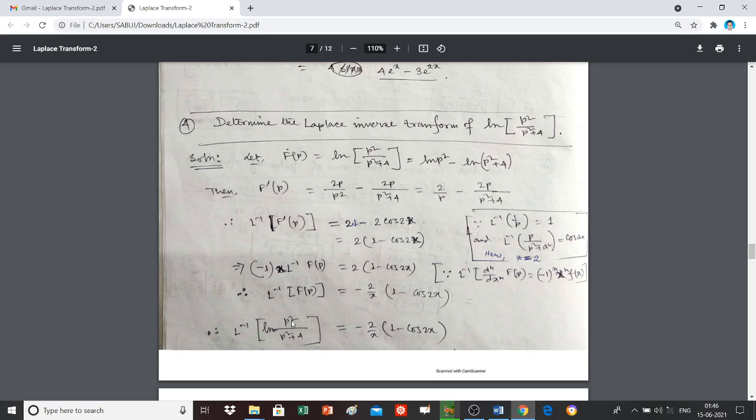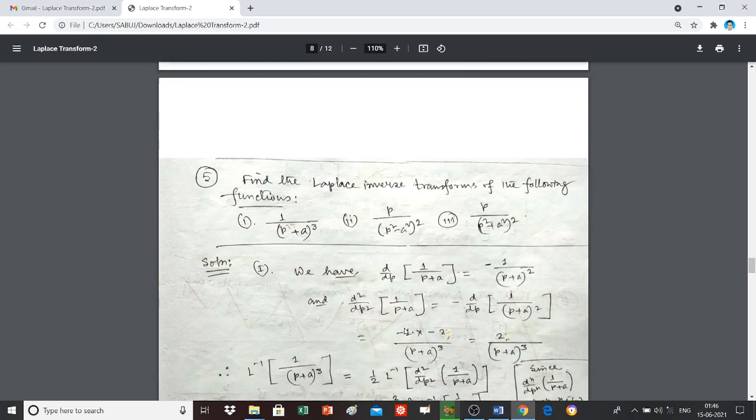So now F(p) is what? F(p) is here, log((p squared plus p squared)/(p squared plus 4)). So L inverse of this F(p), log(p squared/(p squared plus 4)), is equal to minus 2 by x, 1 minus cos 2x. So the inverse Laplace transform of this function is equal to this.